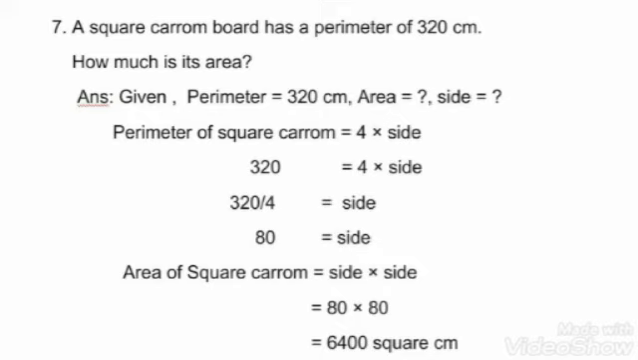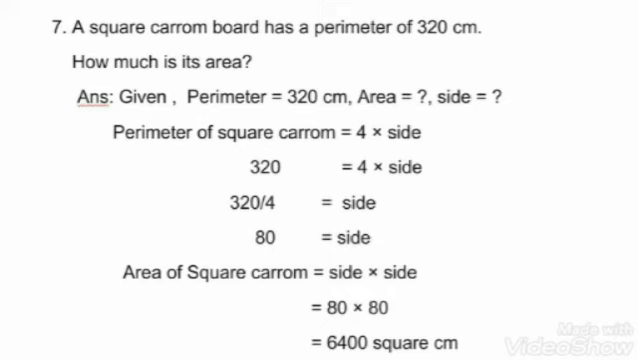A square carrom board has a perimeter of 320 centimeter. How much is its area? What is given here? Perimeter is given. You have to find area and also side. So, perimeter of square carrom is equal to 4 into side. That is 320 is equal to 4 into side. 320 by 4 is equal to side. Therefore, 80 is equal to side. So, from this, you find area of square carrom is equal to side into side, which is equal to 80 into 80, which is equal to 6,400 square centimeters.